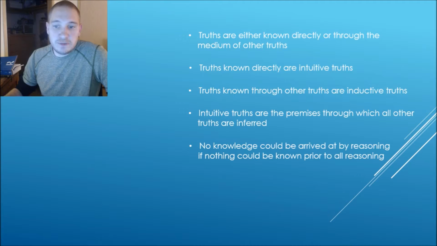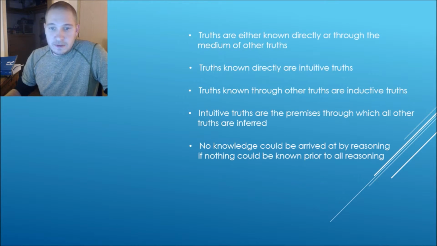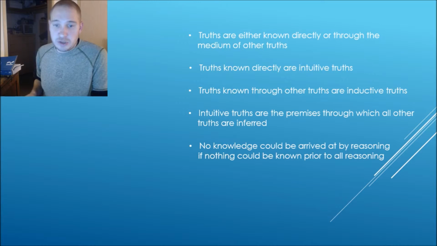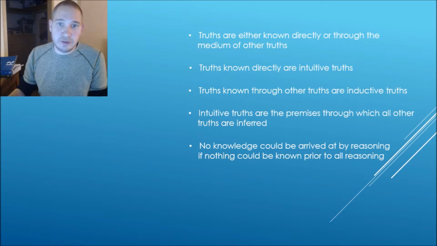Intuitive truths are the premises through which all other truths are inferred. No knowledge could be arrived at by reasoning if nothing could be known prior to all reasoning. If new units of knowledge are acquired through inferring from other pieces of knowledge, you would have to have prior pieces of knowledge to begin with. So somewhere you have to have a starting point, and that would be what we know through intuitive truths.